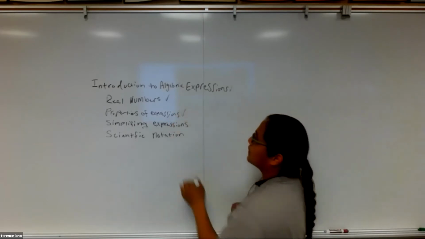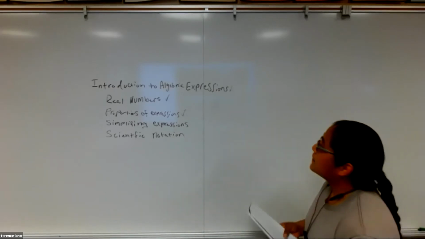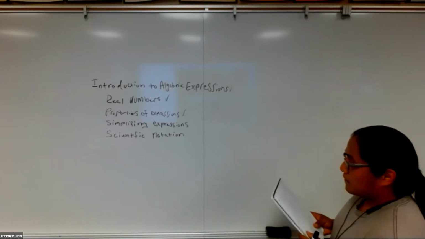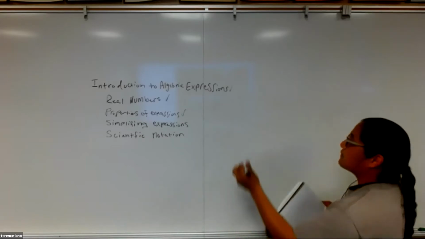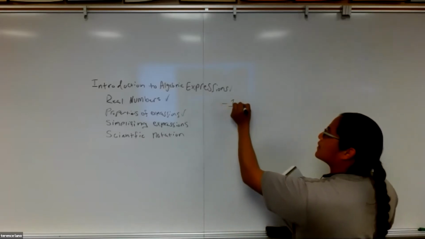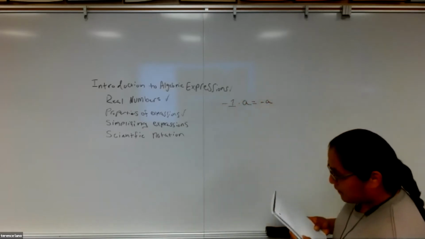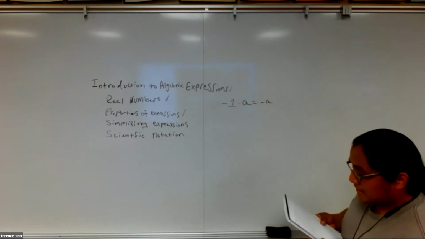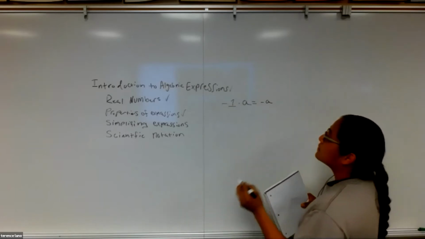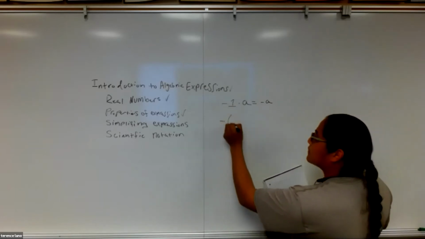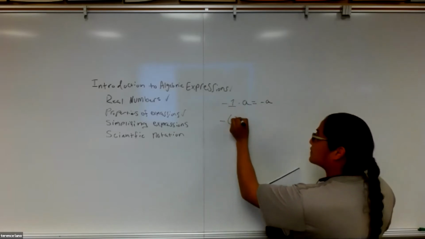Our next topic we're going to cover is simplifying expressions, and we're going to be using the property of -1. We could have -1 times A for any number is going to equal -A. That's a property when we're given a problem like this, 3 times.